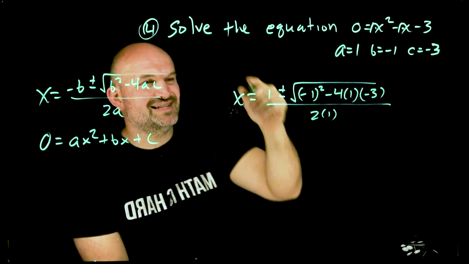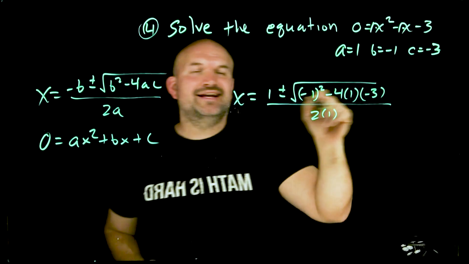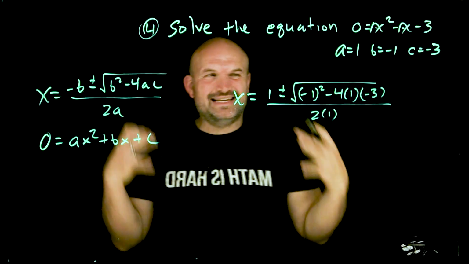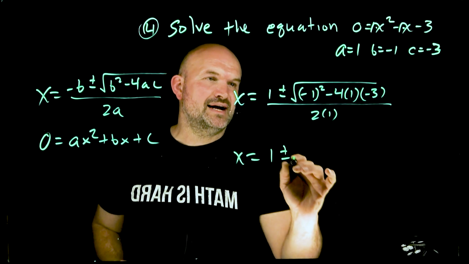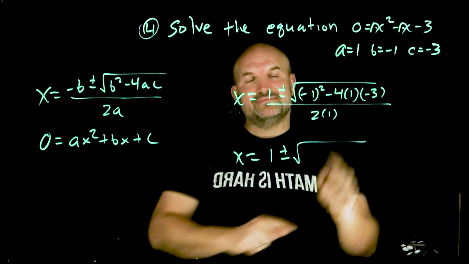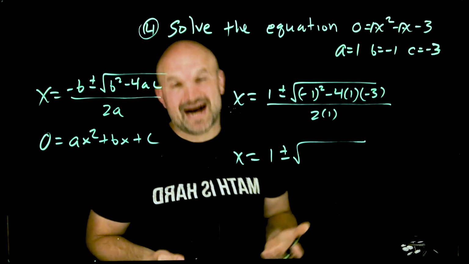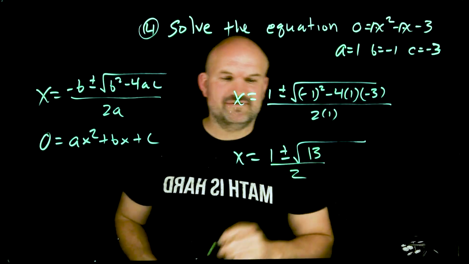Okay, so just remember it's opposite of b, right? So if that's a -1, that's why I wrote a positive. And notice I use parentheses. Remember, that's just going to keep everything preserved and nice and neat. So what I have here is 1 plus or minus. -1 squared is going to be a positive 1. -4 times -3 times 1 is a positive 12. 1 plus 12 is going to be a 13. That's going to be divided by 2.